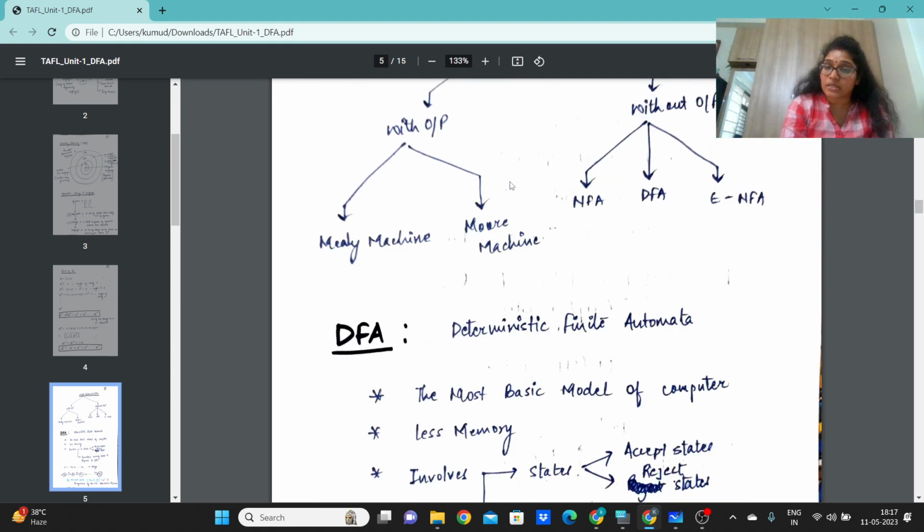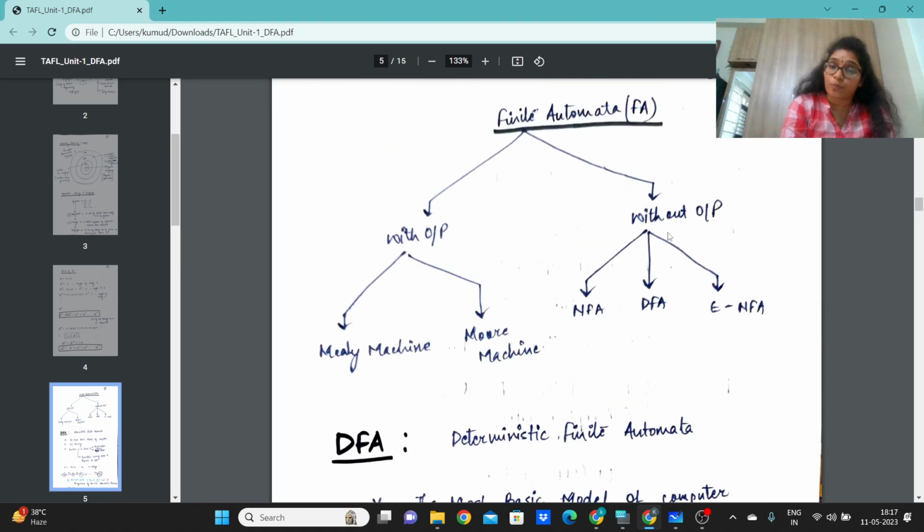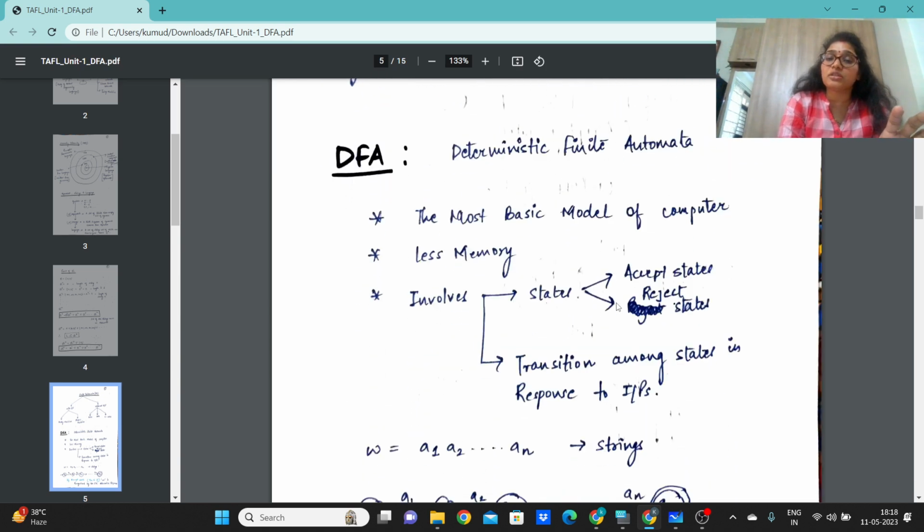As I have already discussed with you, this machine is without output. It means it only recognizes whether the string is accepted or rejected, okay. So deterministic finite automata is the most basic model of the computer, okay. Computer device का सबसे basic model जो है वो आपका DFA है. Definitely it has less memory, इसकी less memory है. And one more thing, it involves, you know, states and the transition, which is very important.